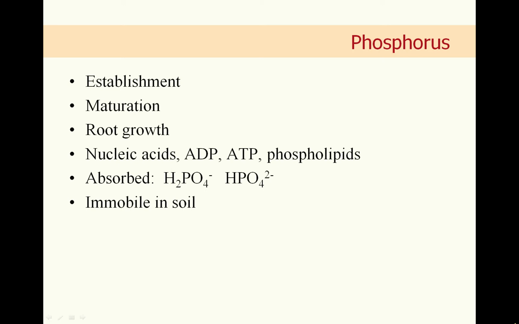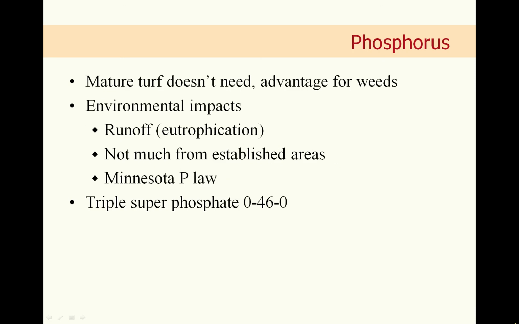A couple forms that it's absorbed as are listed here, and as I mentioned before, it's immobile in the soil. So nitrogen you think of as a nutrient that can leach and cause problems in water. Phosphorus also has some environmental effects, some potentially negative effects. It can run off. So most of the phosphorus is not moving through the soil, but it's moving in the soil through runoff. This doesn't happen a lot from established areas, but areas where there is open turf, exposed soil, steep slopes without turf, phosphorus can run off, eventually get into the lakes and lead to eutrophication, which is a problem. It's essentially when you get this massive increase in growth of algae and other materials in the lake.